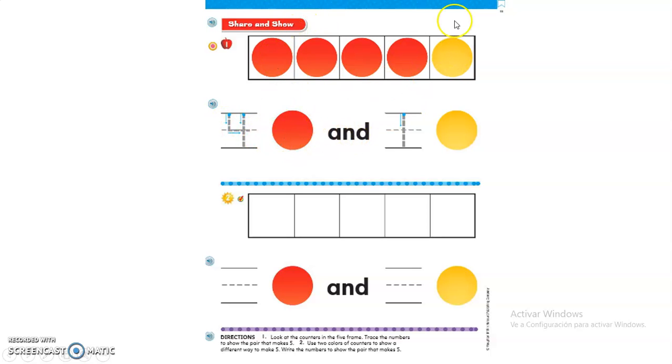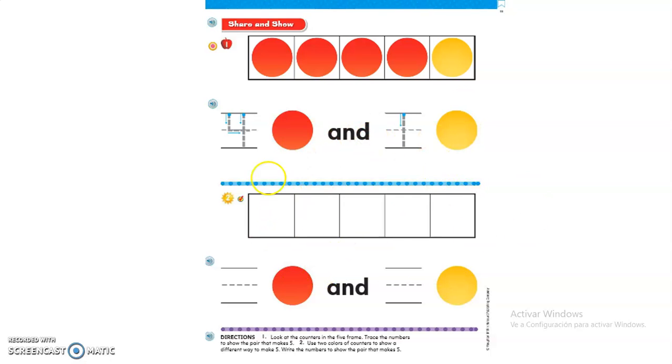And if you have 4 red counters, how many yellow ones do you need? Si tenemos 4, mi amor, rojas, ¿cuántas amarillas más necesitamos? 1, 2, 3, and 4, and 1 more yellow is 5. Very good. 4 red and 1 yellow. How many do we have in all of them together? ¿Cuántas tenemos si las unimos todas? Let's count one more time. 1, 2, 3, 4, and 5. Very good. Now let's go with the next exercise here at the bottom.